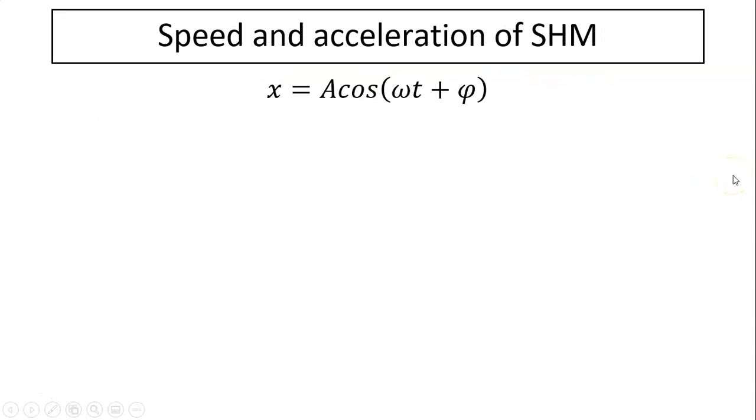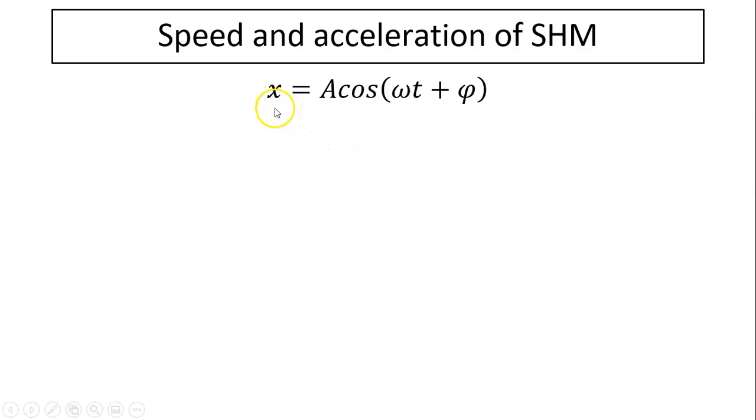First, let's figure out speed and acceleration of simple harmonic motion. In part 1, we already figured out x. For simple harmonic motion, the displacement equals A cosine of omega t plus phi. This is a general sinusoidal function, so sometimes it can be sine. It depends on your phase angle, phi. From here, we can figure out velocity.